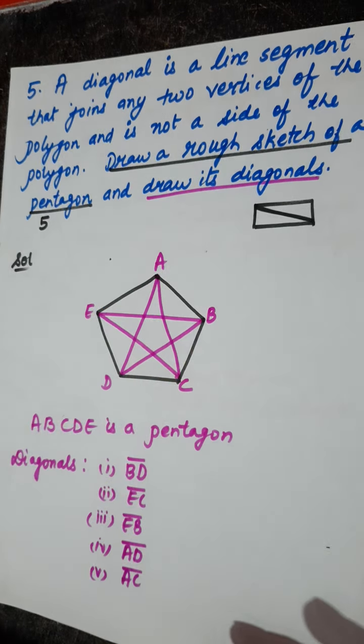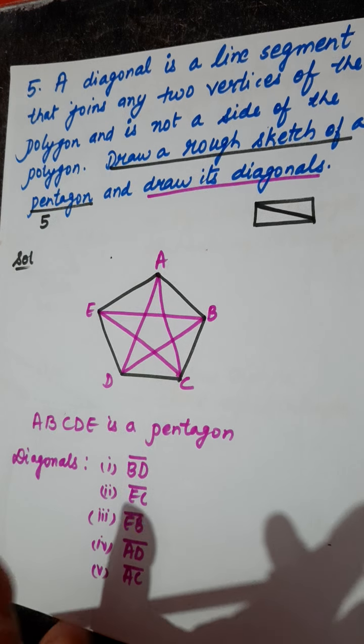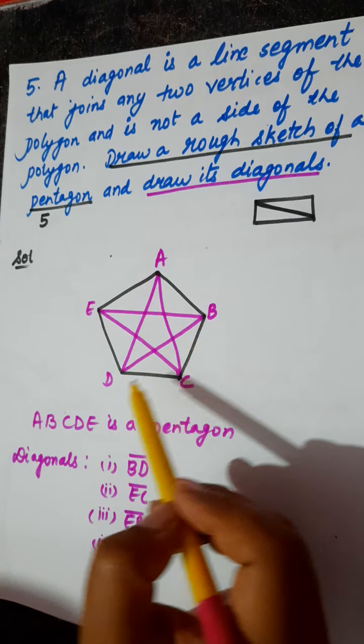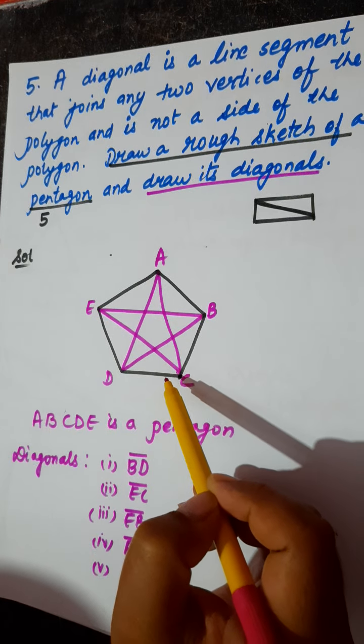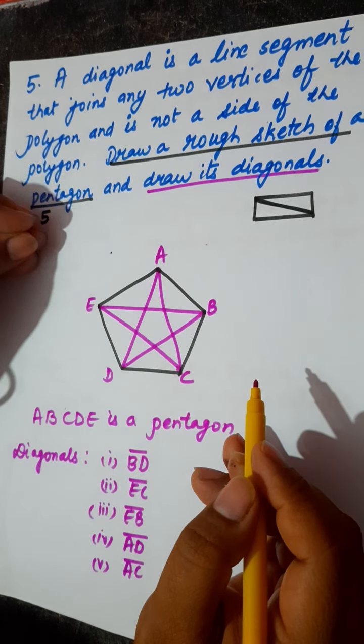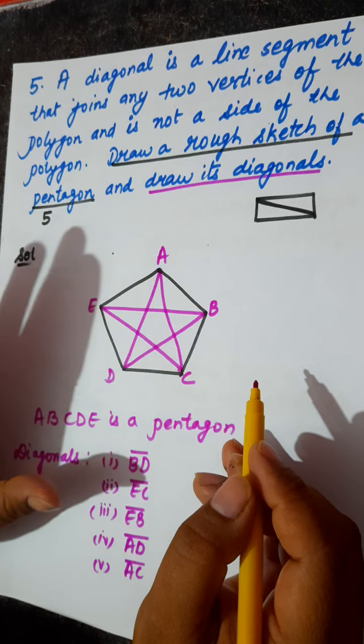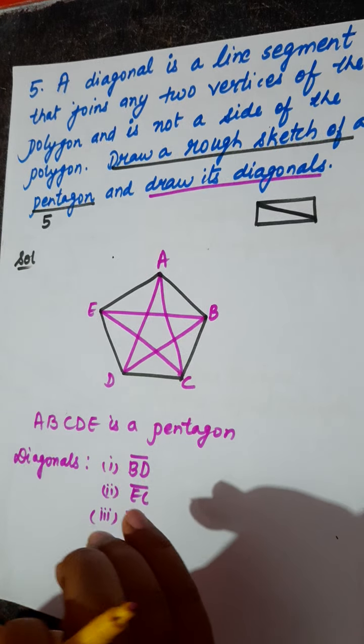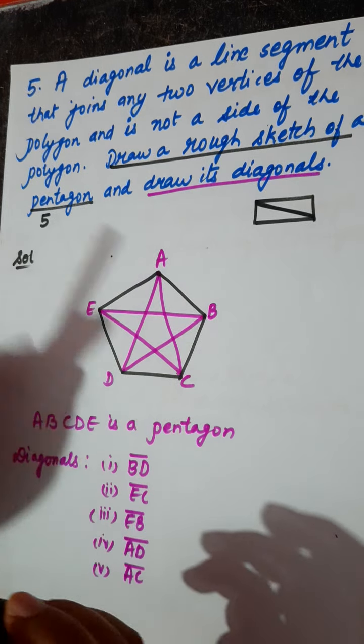So this is all about the possibilities. In a pentagon we can draw only 5 diagonals, and here we get a star-like structure, and this is all about the question. Firstly we draw a pentagon, and in the pentagon we have 5 diagonals, and we draw the diagonals and also name them. So this is all about our exercise 5.8.